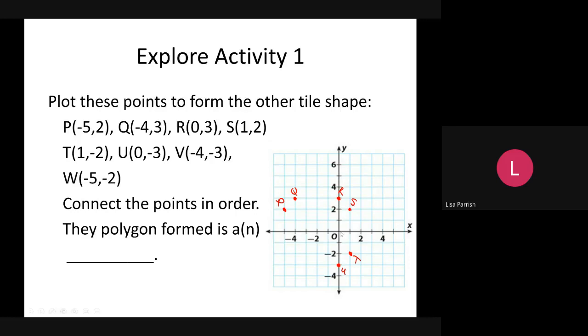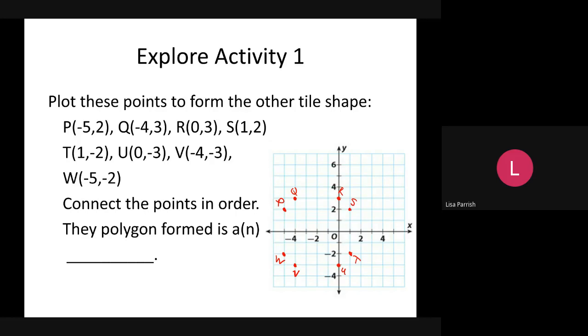V is negative 4, negative 3. So over to negative 4, down to negative 3. That's not a very good V. And my last point is W, negative 5, negative 2.